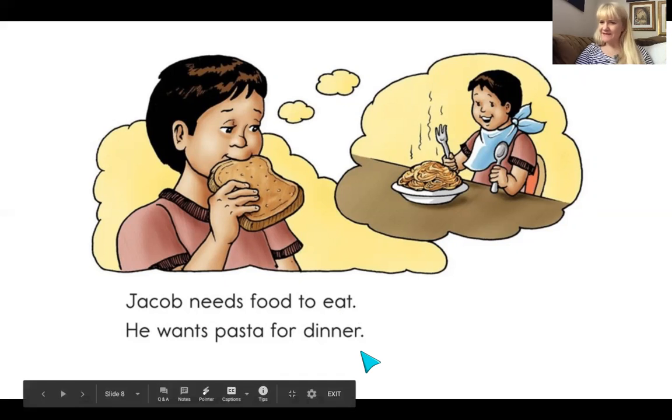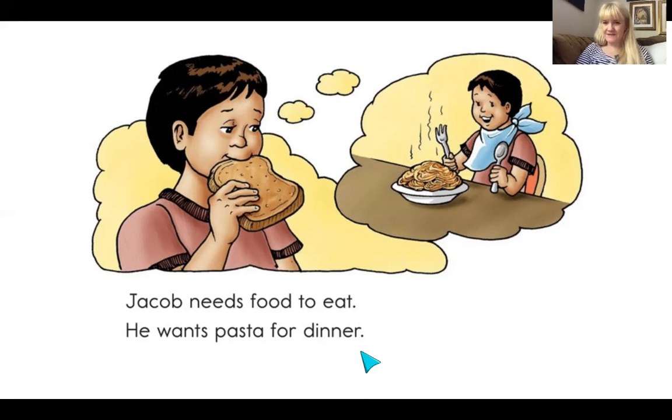His body doesn't have to have pasta, so that's a want. It's not a need. It would be nice if he had pasta. It would make him happy, but he doesn't have to have pasta.